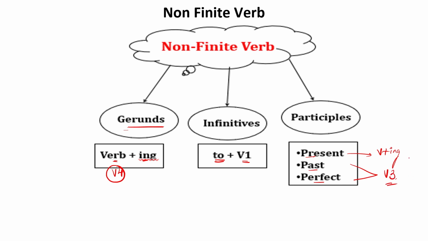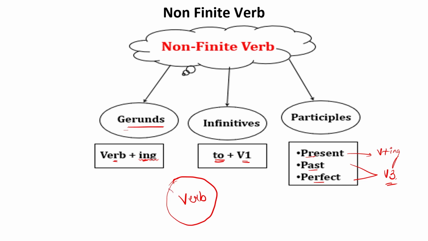Now, what are the meanings of these 3 non-finite verbs? Let's discuss them one by one. Now, let's make a chart over here. Let's make a diagram so that we can understand it in a proper manner. Now, look at this. This word is verb. Now, let's make a Venn diagram.